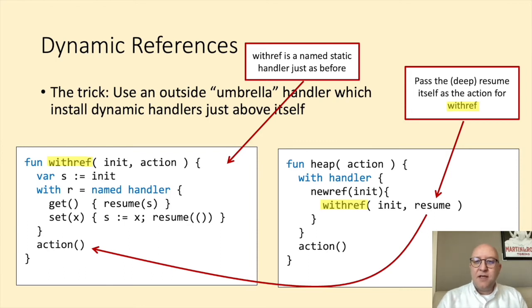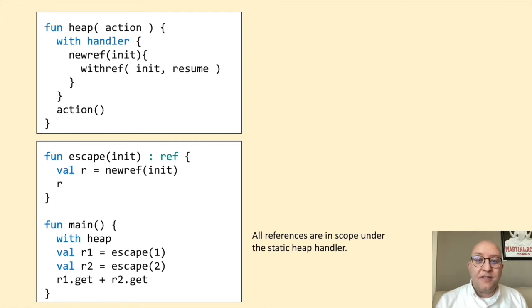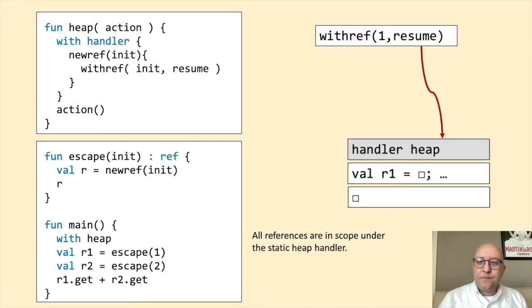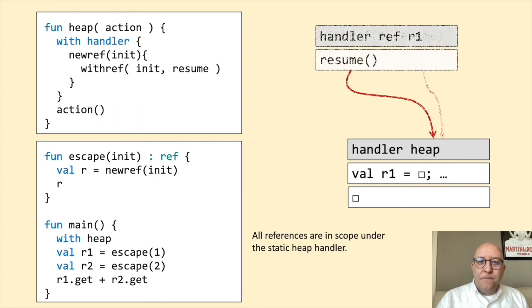Let's see how that works for the previous escape example. Here is our previous escape example, but now with the heap handler. We start this time with the heap handler already in the context and perform a regular new ref operation to create R1. This yields to the heap handler that captures the entire context again as a resumption, including the umbrella heap handler itself. When withref is executed, the fresh named handler for the reference is installed.